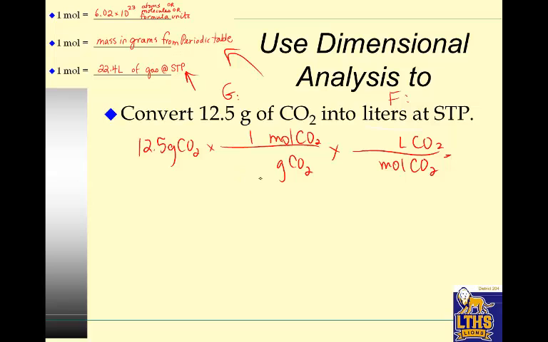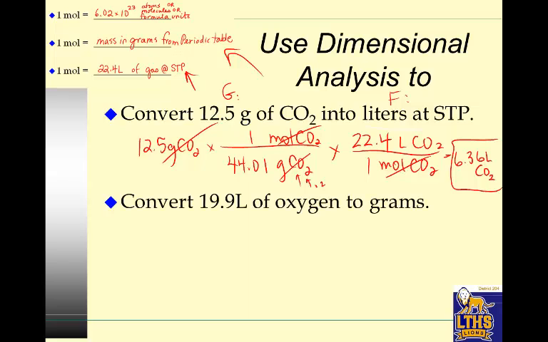So 1 mole equals grams. What number do I put there? Well, you go to the periodic table: 12.01, 16.00 times 2, 44.01 grams of carbon dioxide. That came from the periodic table. Then we say for every 1 mole of carbon dioxide, it takes up 22.4 liters of space. Then you plug that in your calculator, 12.5 divided by 44.01 times 22.4, and you get 6.36. 6.36 what? Grams cancel grams, moles of carbon dioxide cancel, liters of carbon dioxide is what's left.